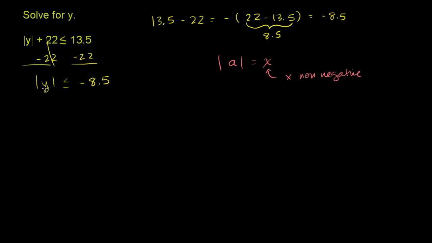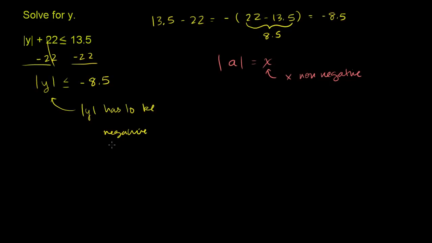Here we're saying that when we take the absolute value, it has to be less than or equal to a negative number. This is implicitly saying that the absolute value of y has to be negative. It not only has to be negative, it has to be less than or equal to negative 8.5.